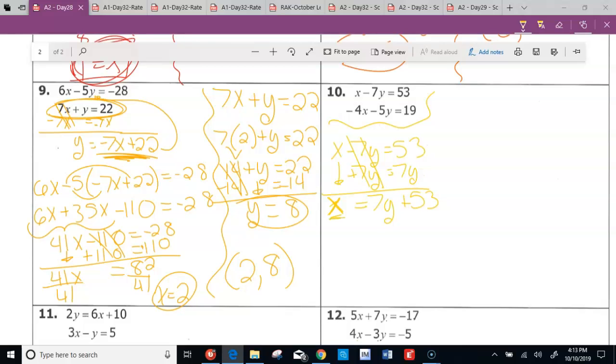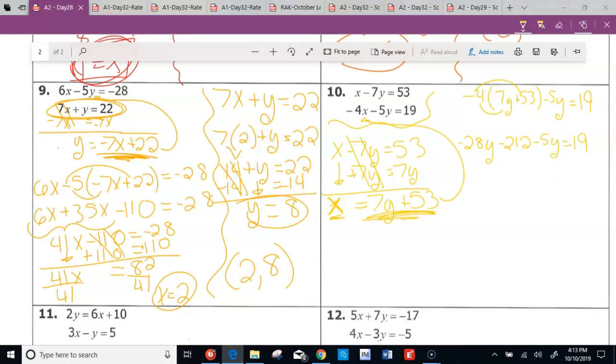Now that I have a single variable, I'm going to plug this equation in for x right there. It's going to be quite a bit of work. It's going to be negative 4, and instead of x, I'm going to use 7y plus 53, minus 5y equals 19. Now I'm going to apply the distributive property. Negative 4 times 7y is negative 28y. Negative 4 times positive 53 is negative 212. Then I have this minus 5y on the outside equals 19.